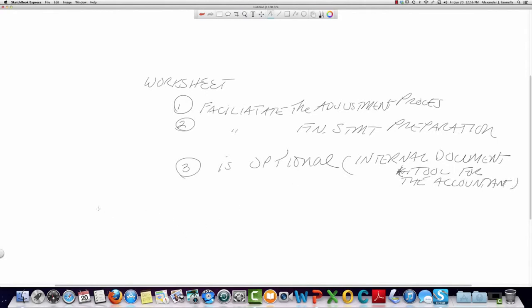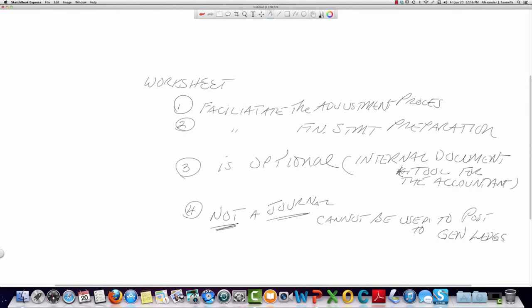And finally, just to emphasize again, it is not a journal. So it is not a journal and cannot be used to post to the T accounts or to the general ledger. It cannot be used to post. You have to make the journal entries formally, and then they will be posted.